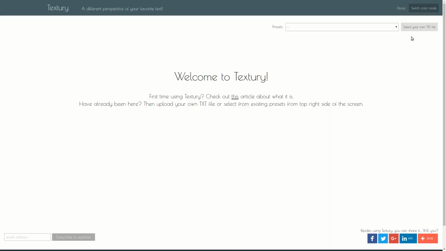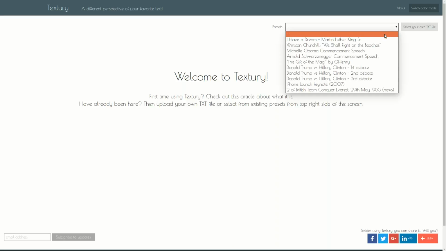In order to use this tool, you can select your own TXT file. Currently, Textury supports only this format, but probably in the future it will support more. Or you can use some of the presets that are available over here. So we have two famous speeches here. We have two commencement speeches. We have a story, 3 presidential debates, the iPhone launch keynote, and a news article.